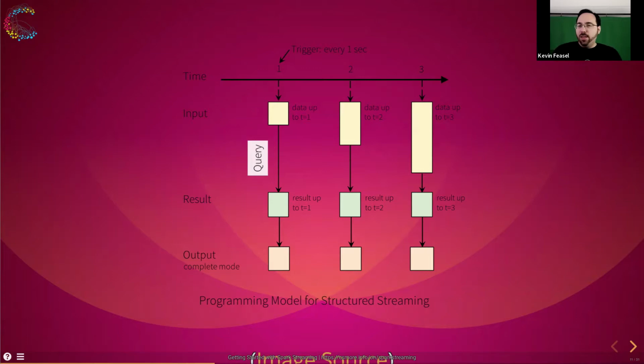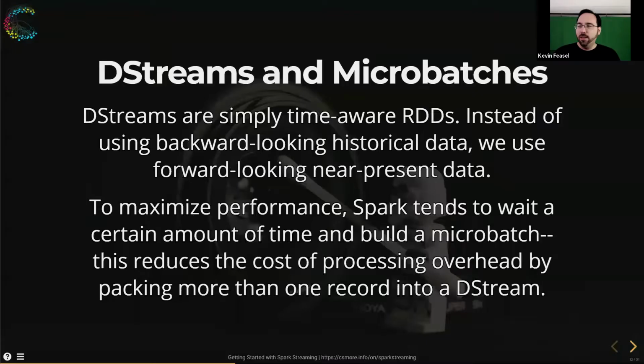A little bit later, we can get a data structure that represents the entirety of time up to point two. Later on, we get the entirety of time up to point three and can operate, say, we're looking at aggregates across the entire time frame. So there's a couple of models in here. This is a structured streaming model, and I'll talk about what that means in a little bit. But going back to the core concept, we have this thing that is an RDD that is time aware, and we call that a DStream.